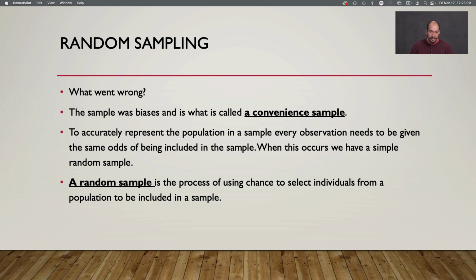So this is what's called a convenience sample. It's a biased sample of the population. So if we want to accurately represent a population with our data, the population in the sample, we need to give every individual in the population the same odds of being included in the study. And this occurs when we have a simple random sample or just a random sample. So a random sample is the process using chance to select individuals from a population to be included in the data.